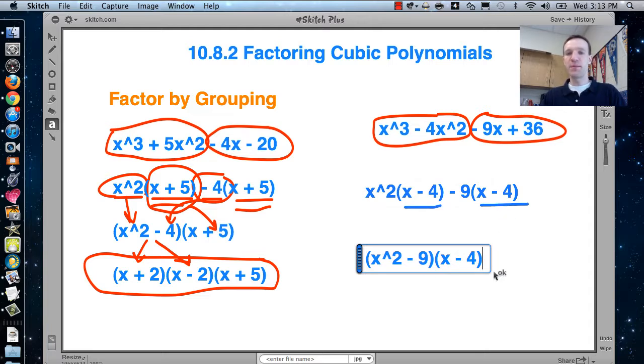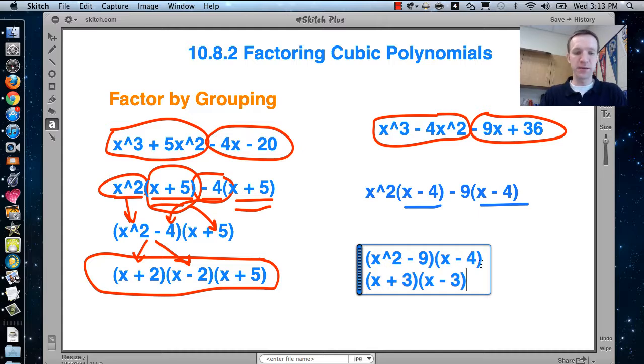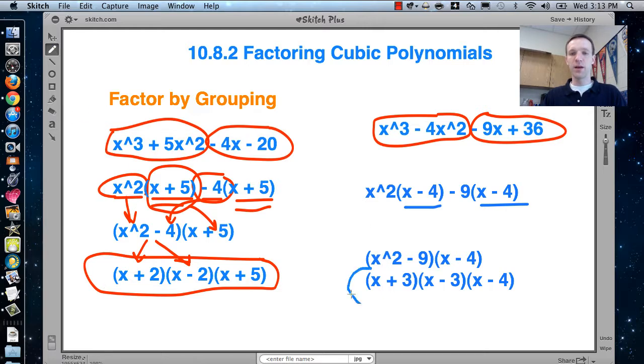Ask yourself one more time, is there any more factoring you can do? Can you break x squared minus 9 down anymore? And you can. It's a difference of perfect squares. So x plus 3 times x minus 3 is how x squared minus 9 gets broken down. And don't forget x minus 4. And now you have your final answer. Pretty cool stuff, a little complicated, a little different than what we've done in the past, but I think you can try it out. Give it a try. Good luck.